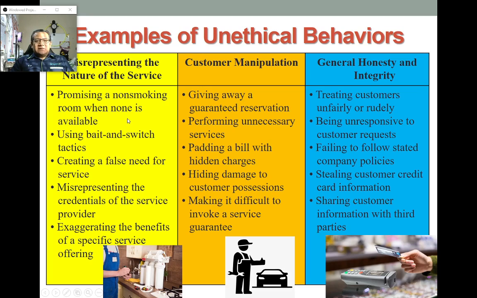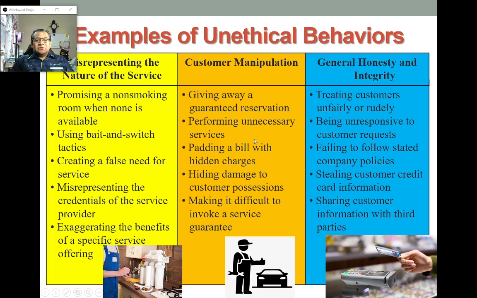For example, a contact personnel could over-promise a facility given by an organization, for example, like a hotel. Some contact personnel use a bait and switch tactic, for example, offering good offerings and later it turns out the offering is bad. This could be described as exaggerating the benefit of a specific service being offered by the company. And all this could be engaged in by contact personnel.